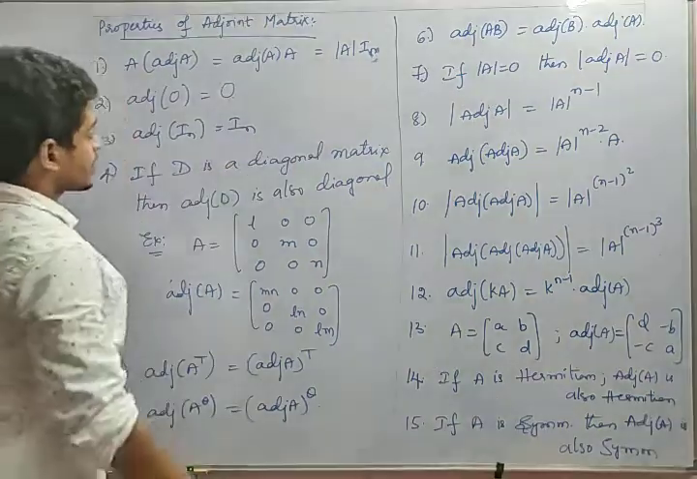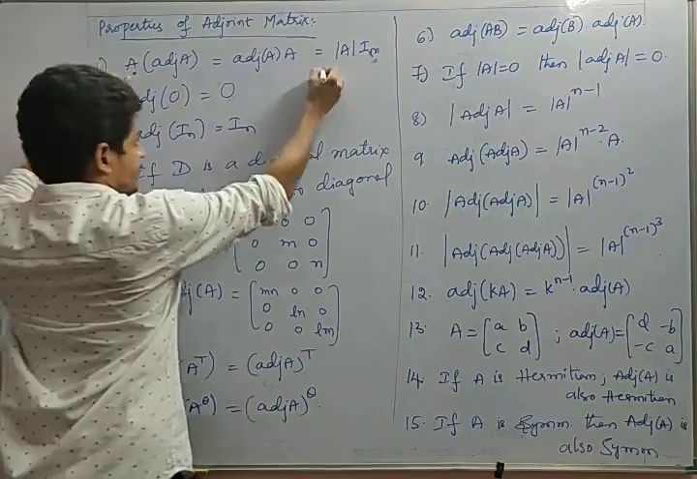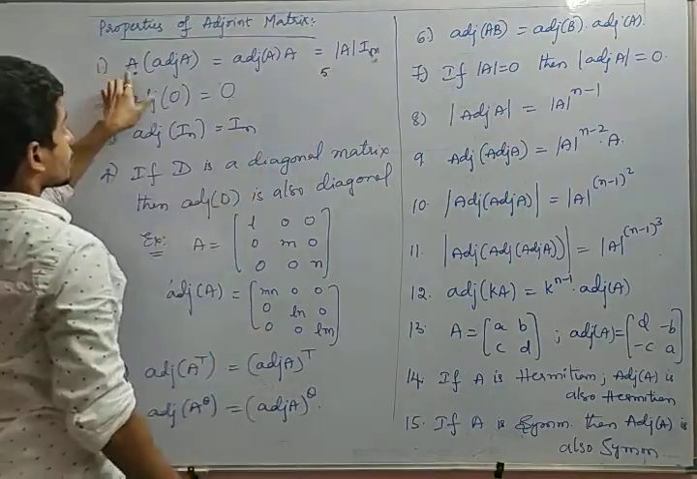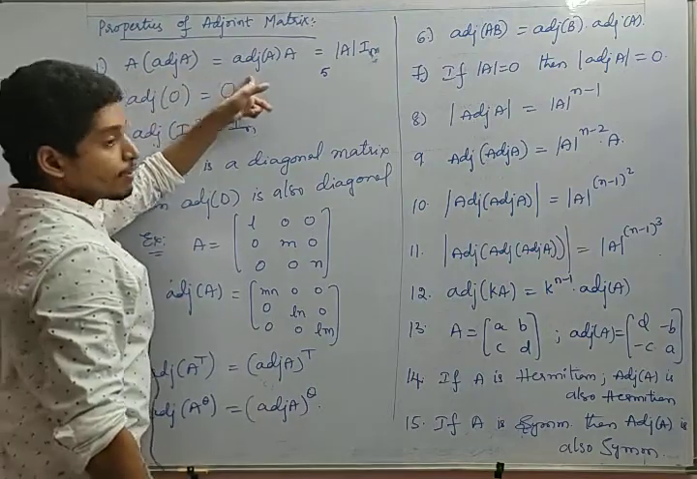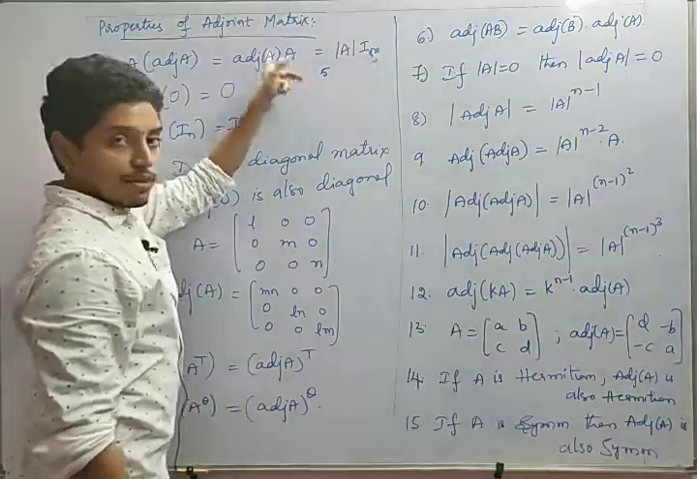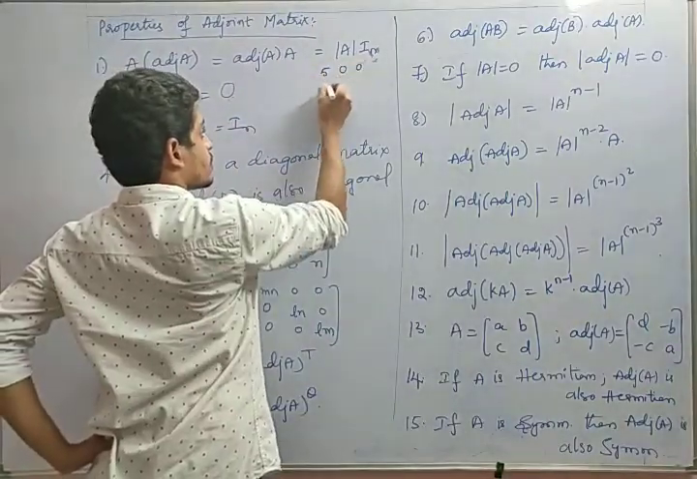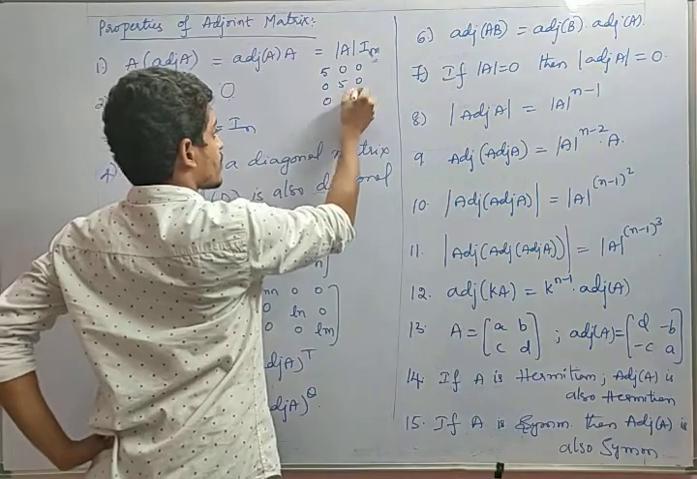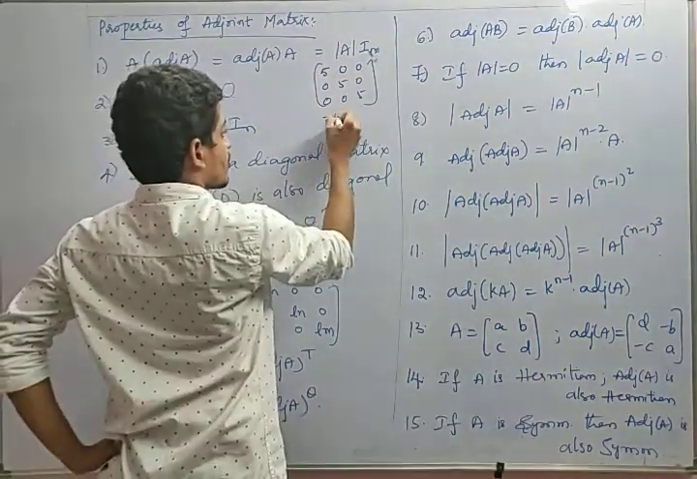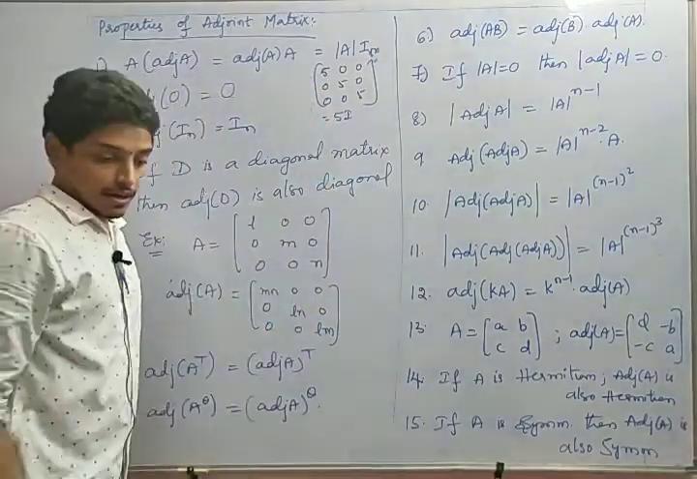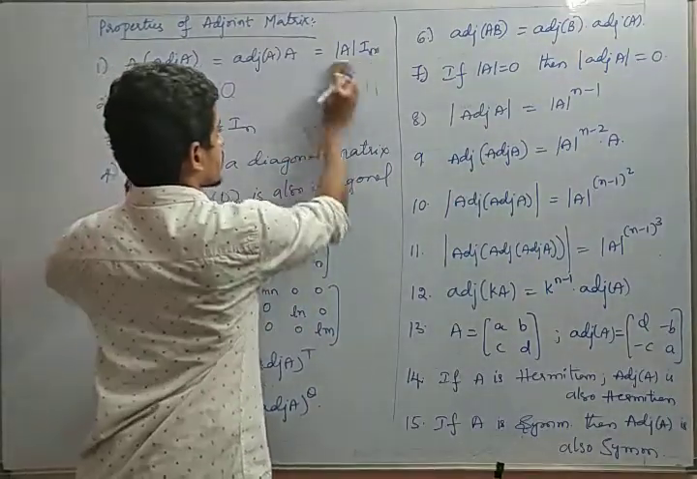I. In the sense, suppose the determinant value of A is 5. If we multiply a matrix with its adjoint matrix, or if we multiply an adjoint matrix with the normal matrix, then the matrix that we are going to get is 5 0 0, 0 5 0, 0 0 5. This is exactly 5 into I, right? So this is the way you need to understand. So A into adjoint A equals adjoint A into A equals det A into I.